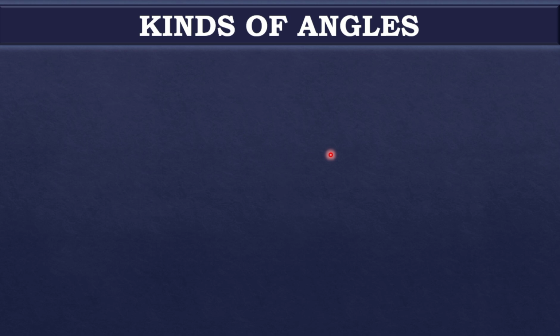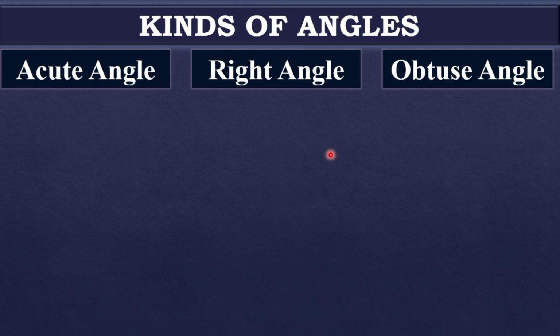Okay, so let's proceed to the kinds of angles. Dito, pahahapyawan na natin yung kinds of angles, although i-discuss ko rin to sa part 2. Okay, so kinds of angles we have the acute angle, the right angle, and the obtuse angle. So ano ba itong acute, right, and obtuse angle? So we have three kinds of angles.